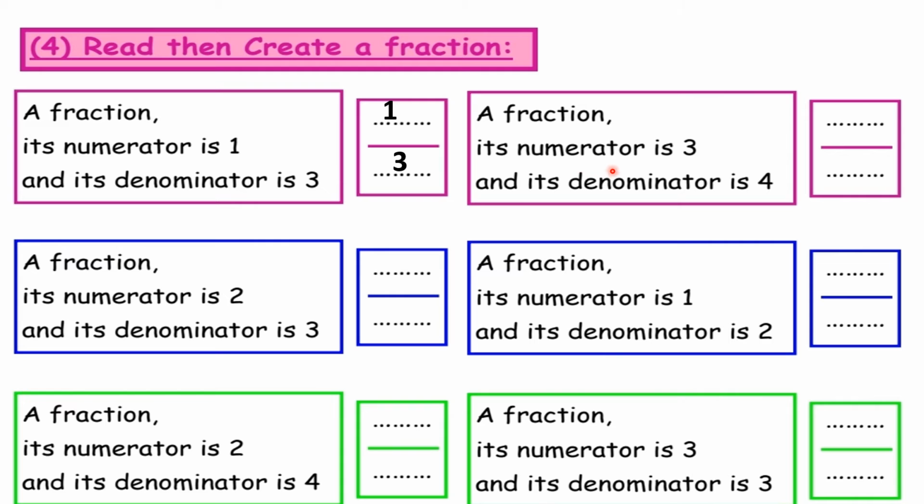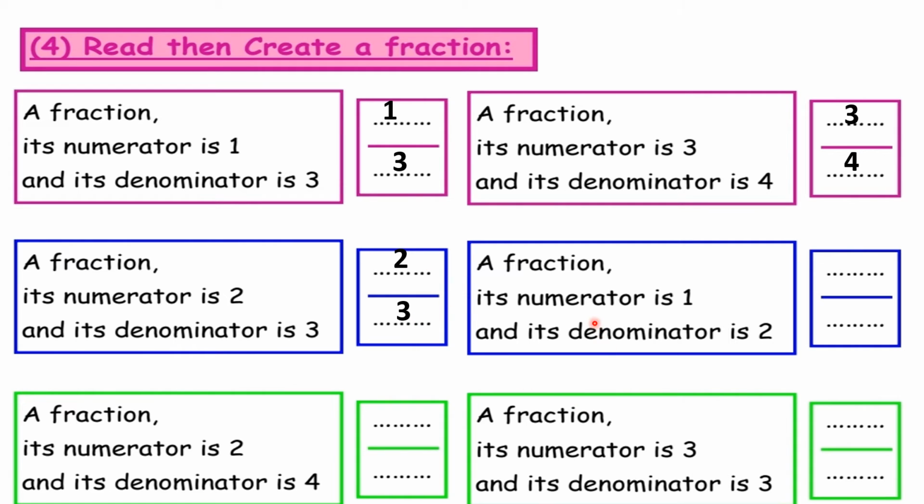This is a fraction. Its numerator is 3, so I put 3 in the place of the numerator. And the denominator is 4, so I put 4 here. So I want to read this. I have 3 out of 4, so it's 3/4. A fraction, its numerator is 2, so I put 2 in the place of the numerator. And the denominator is 3, so I put 3 in the place of the denominator. I want to read this, so it's 2 out of 3, so it's 2/3.